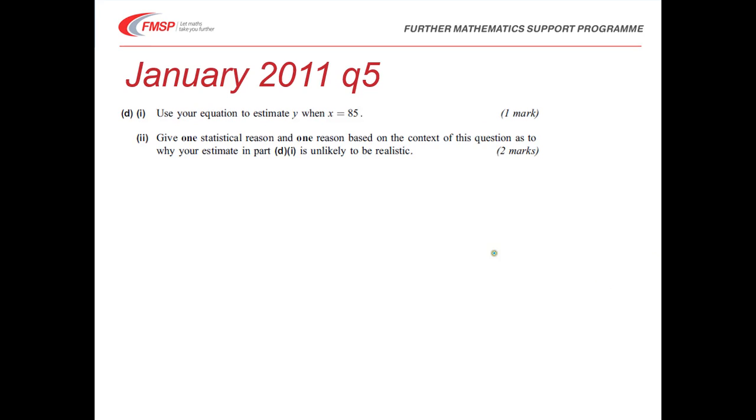So we're then asked to use the equation to estimate y when x is 85. So as a reminder, y was equal to 30.0 plus 1.28 times 85. So if we work that out, that's going to give me a value of about 139. So that's 1 mark, thank you very much.